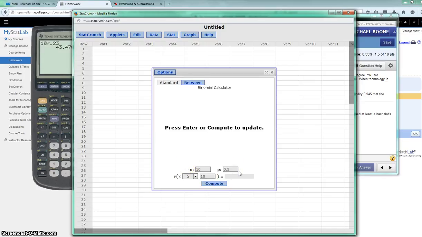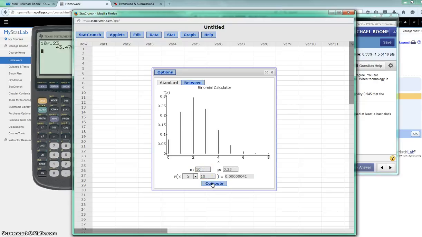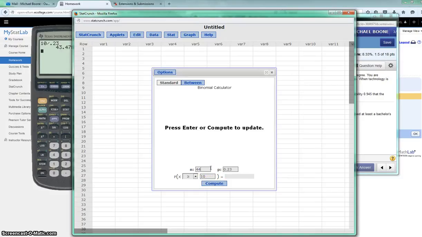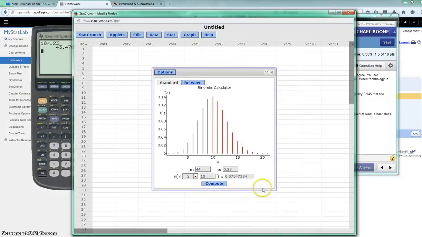We know that our proportion is 0.23. But how many people do we need? Like if we had 10, these would give us the probability that it would be greater than or equal to 10, which would be very small. In our sample, we did 44. We find out that 57% of the time, we have at least 10.